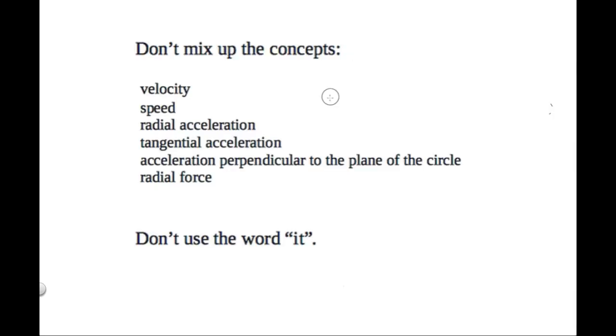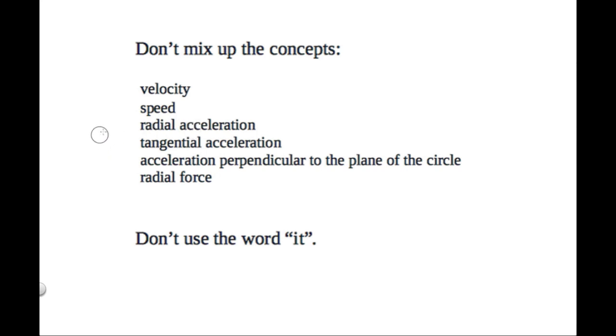The greatest barrier to understanding physics is mixing up the concepts. Here are some of the concepts we've discussed in this video. To understand circular motion, it's crucial not to mix up these concepts with each other. To avoid mixing up the concepts, don't use the word "it." Don't say "it is tangent to the circle," or "it measures how fast the object is moving," or "it points towards the center of the circle."